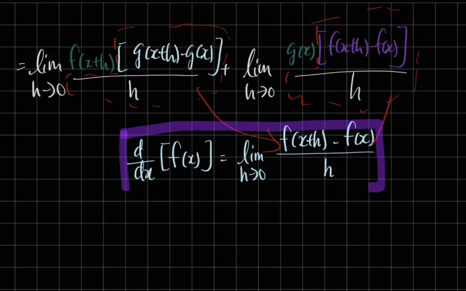We have g(x+h) minus g(x) divided by h. And this formal definition implies that the derivative of any function is f(x+h) minus f(x) over h, which is exactly the derivative of this piece of the function right here.